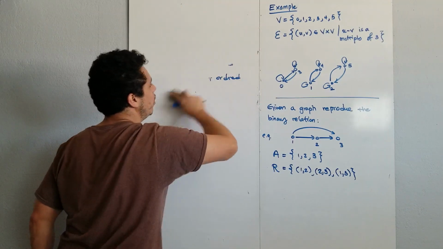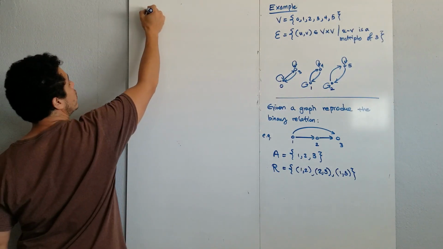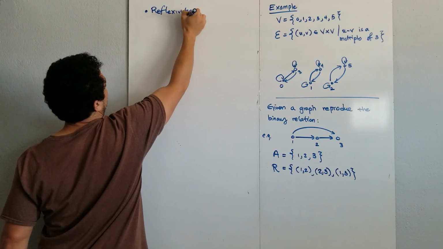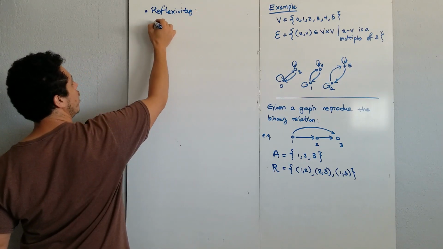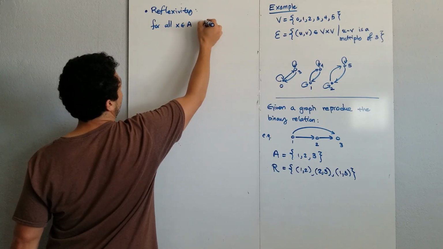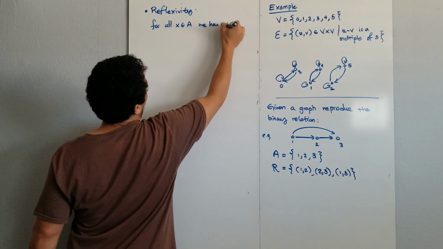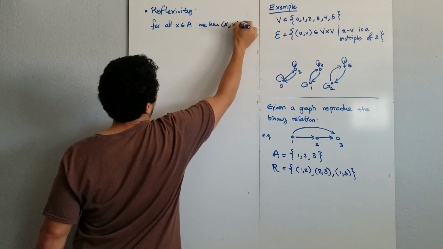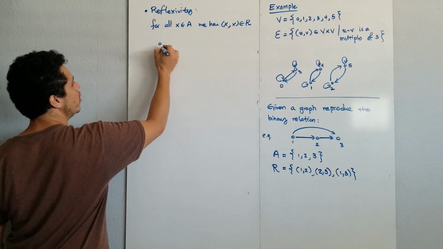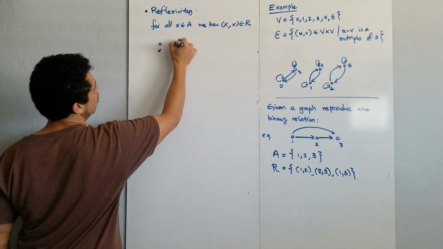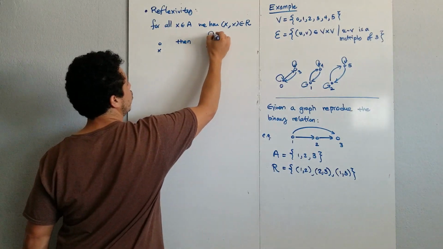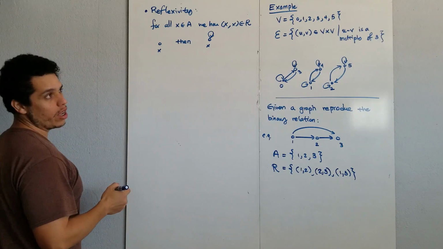Well, let me list just a few things. For example, the property of reflexivity. Well, we have that for all x in A, we have that x is in relation with itself, right? So graphically, once you have a vertex x, then we will see the vertex with a loop for every vertex x.